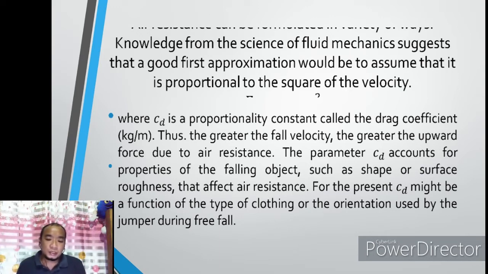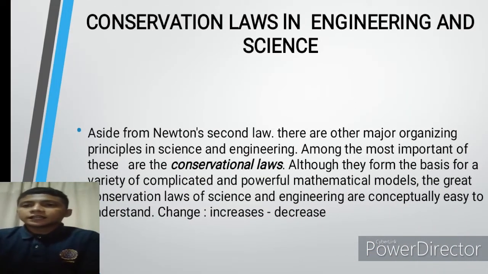The parameter CD accounts for properties of the falling object, such as shape or surface roughness, that affect air resistance. For the present, CD might be a function of the type of clothing or the orientation used by the jumper during free fall. Conservation laws in engineering and science.